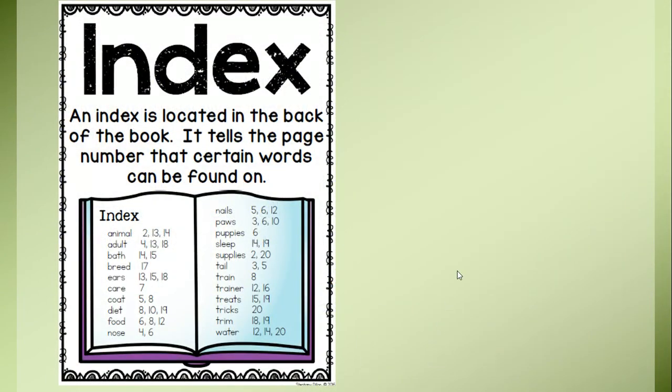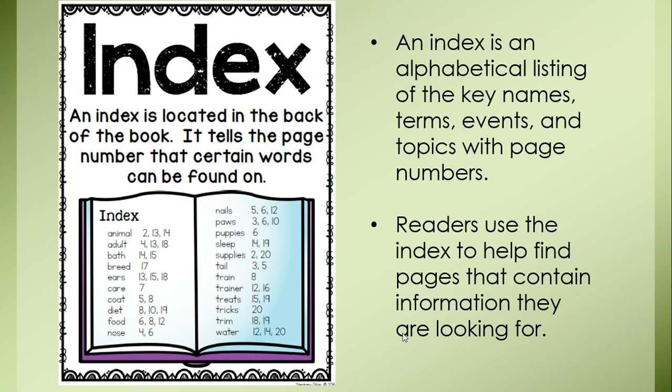An index is located in the back of the book. It tells the page number that certain words can be found. An index is an alphabetical listing of the key names, terms, events, and topics with page numbers. Readers use the index to help find pages that contain information they are looking for. If I want to find more information about trainers, I will flip to the back of the book for the index. I will scroll down the page to find the word trainer. It shows that I can find more information on pages 12 and 16.